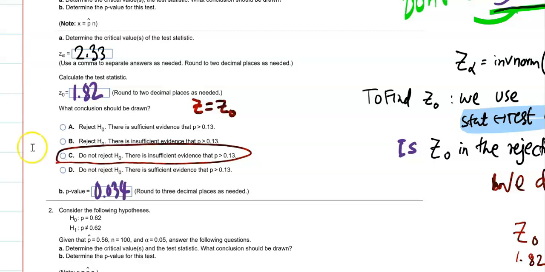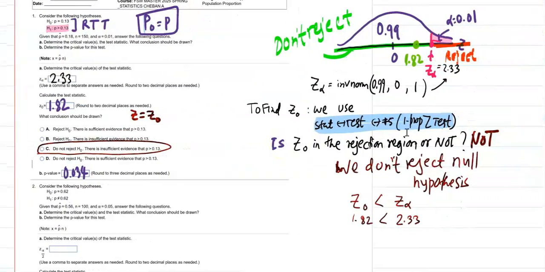If you do not reject the null hypothesis, there is insufficient evidence to support the alternative hypothesis. That's the conclusion. It also comes from 10.1. If you remember, if you do not reject the null hypothesis, what's the conclusion? There is not sufficient evidence to support the alternative hypothesis. So C is the correct choice for this question. So this is the classical method.